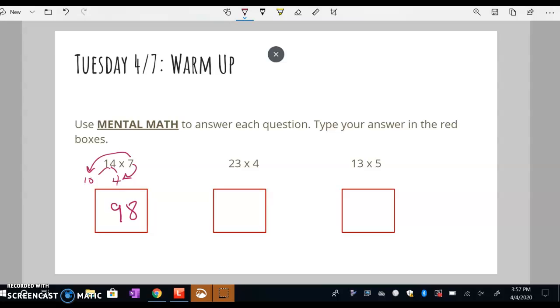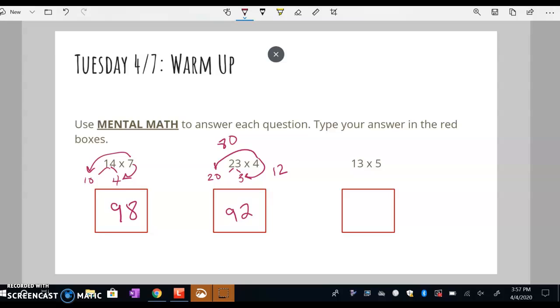We take a look at the next one. 23 is a really big number, so that's the one I want to break apart. I'm going to break it into a 20 and a 3, and then I'm just going to multiply 4 by each of them. So 4 times 20, if I cover up the 0, I can think 4 times 2 is 8, with the 0 at the end would be 80, and then 4 times 3 is 12, and 80 plus 12 is going to be 92.